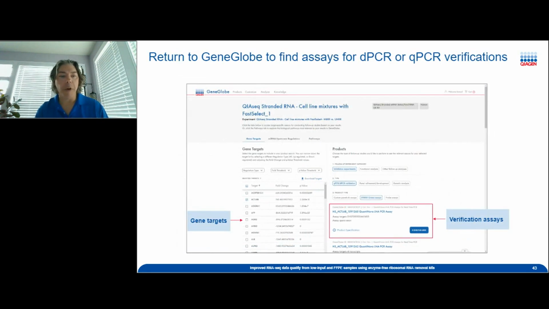And then just an example of looking at the downstream gene targets and finding verification assays, either using digital PCR or real-time PCR. This is available for both microRNA as well as other types of gene expression experiments.